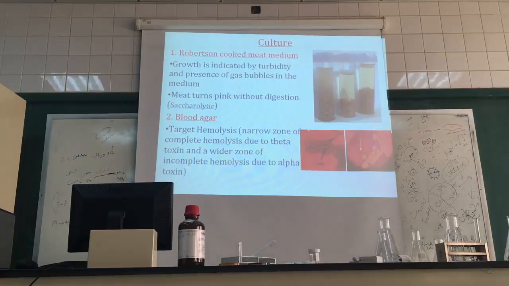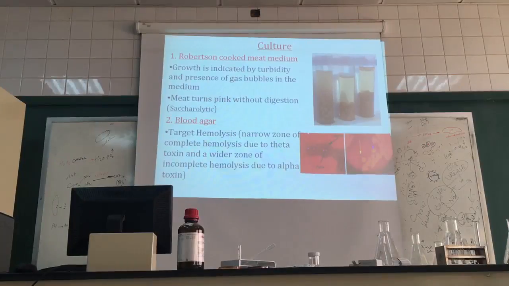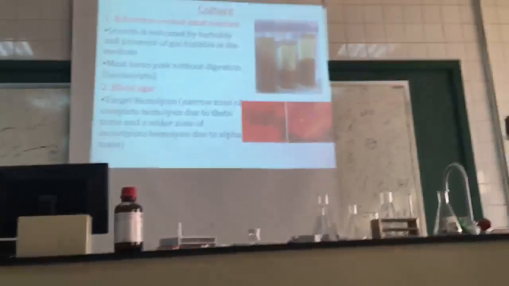That means this microbe in the Robertson's cooked meat degrades only sugars which are present in the media, and gives its pink color. It's called saccharolytic. If it is not Clostridium perfringens, the meat will turn black. That means the bacteria is digesting the proteins. They are called proteolytic. So to differentiate the Clostridium species, we use Robertson's cooked meat.